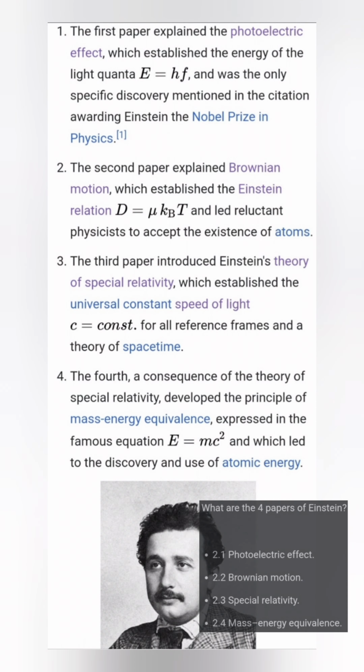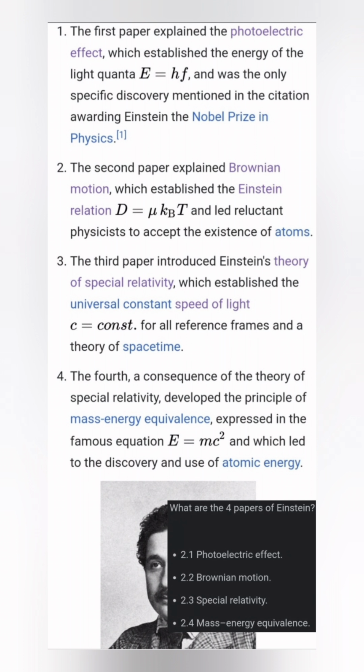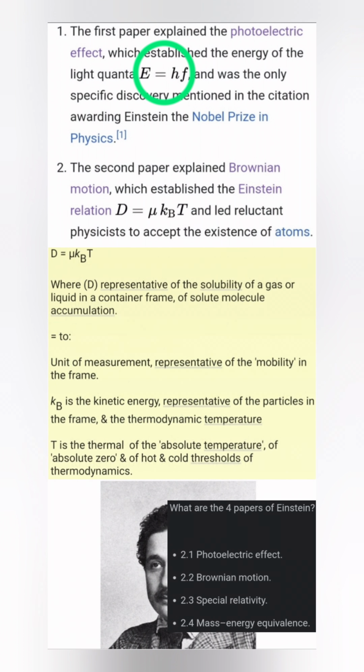The first paper explained the photoelectric effect, which established the energy of the light quanta E equals hf. The second paper explained Brownian motion, which established the Einstein relation, where D, representative of the solubility of a gas or liquid in a container frame of solute molecule accumulation, equals a unit of measurement representative of the mobility in the frame. Kb is the kinetic energy, or K, representative of the particles in the frame, and T is the thermodynamic temperature, the absolute temperature, as example, absolute zero, and of hot and cold thresholds of thermodynamics.